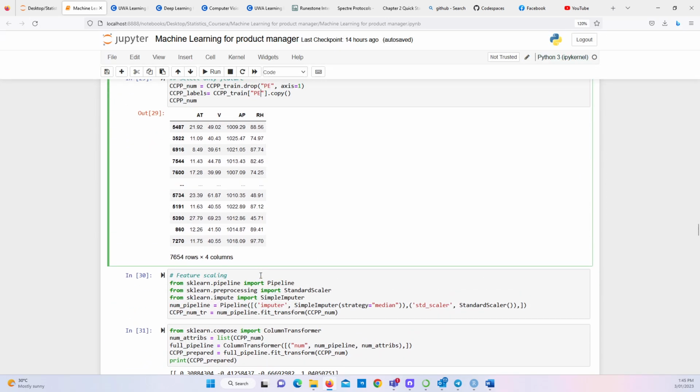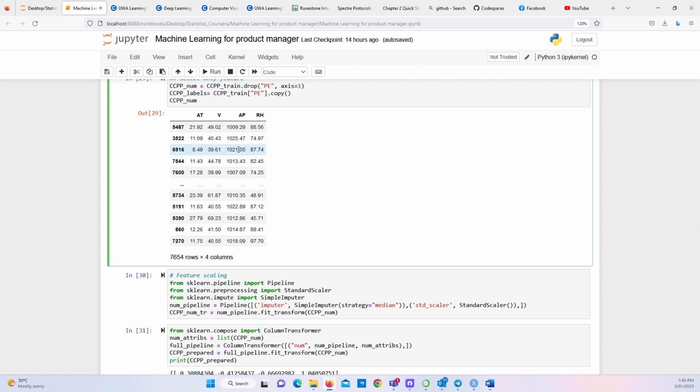If you look at predictor variables like AT, V, AP, RH, they have different scales. Like AP, the scale is somewhere more than 1,000, and AT, the temperature, is somewhere like 8, 11, 20. So they have different scales.